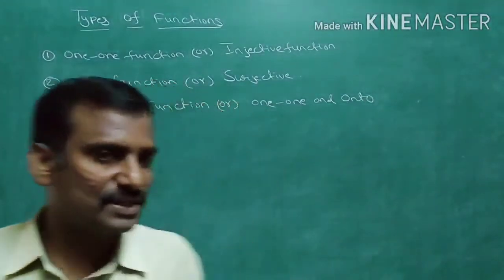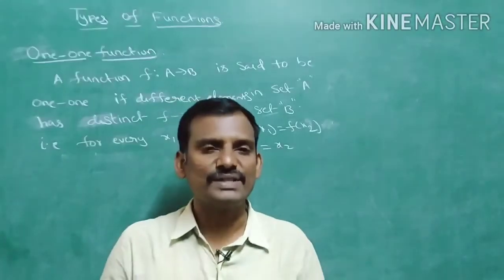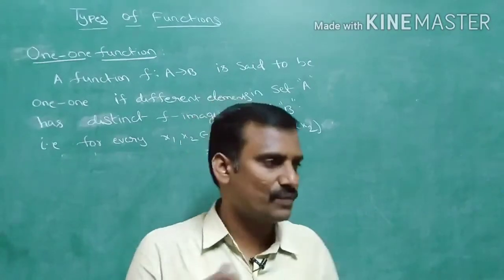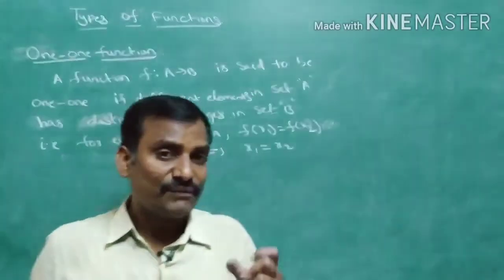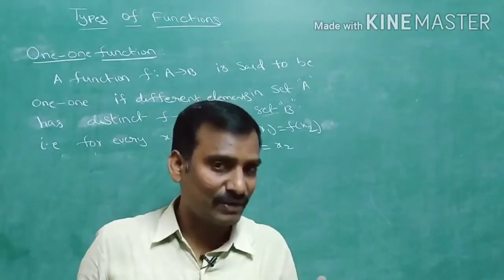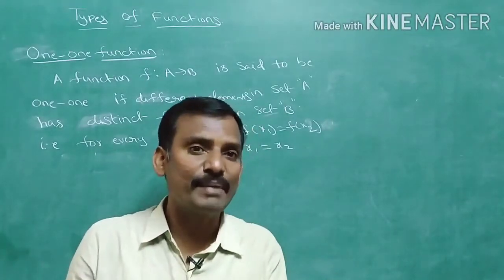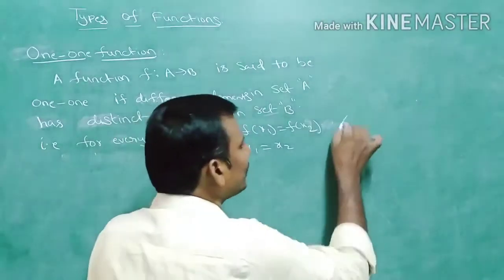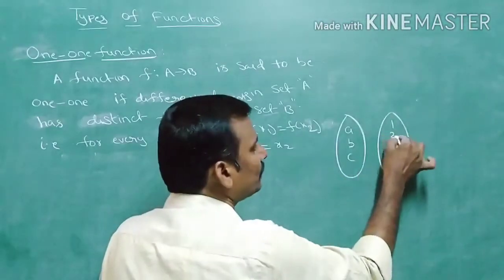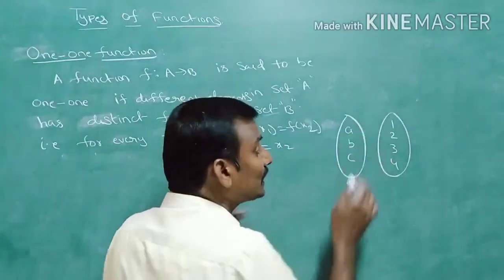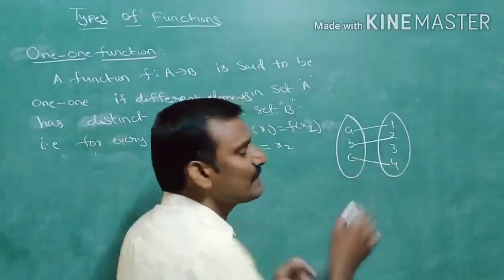Okay. First, let us start with one-one. In types of function, first one is one-one function or injective function. The definition: a function f from A to B is said to be one-one if different elements in set A have different f images in set B. That means if you take set A: a, b, c and set B: 1, 2, 3, 4, suppose a has image 1, b has image 2, c has image 4.